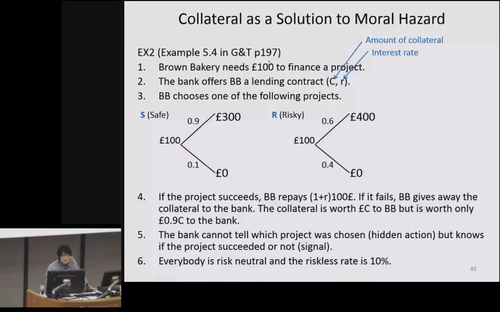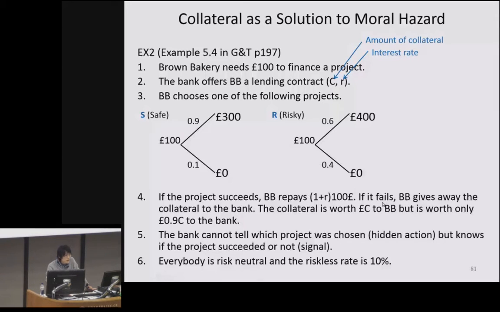Again, Brown Bakery needs £100 to finance a project. The bank can offer a loan of £100, but this time the loan contract the bank offers consists not only of the interest rate, but also of the amount of collateral Brown Bakery should give up if the project fails. And then, after signing a loan contract, Brown Bakery selects one of the projects, the safe project or the risky project. They are the same as before. If the project succeeds, Brown Bakery pays 100 times 1 plus interest rate. This part is the same.